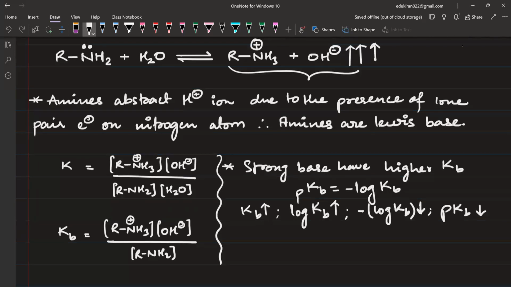And Kb is high for which base? Strong base. So for the case of pKb, what can I write? Strong bases have lower pKb. Keep this in mind. Strong bases have lower pKb. Write this down. Raise your hand once you're done.